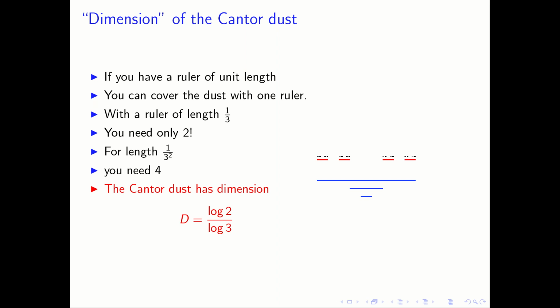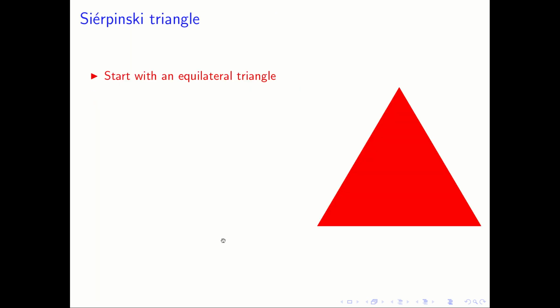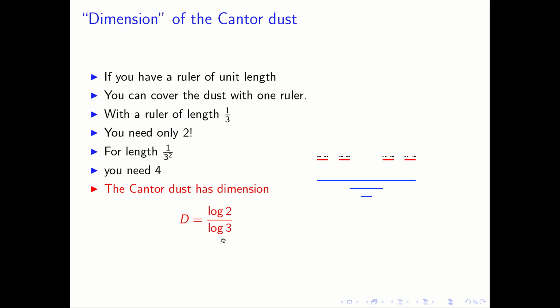So going by the same definition of dimension that we talked about, 2 is to the power d here, because every time you cut down your ruler length by 3, the number of rulers needed grows by a factor of 2, and you end up with d, the dimension, being log 2 by log 3. Here, of course, this log 2 by log 3 is a number which is less than 1. So here you have an example of a fractal again. The Cantor dust is a bunch of points. It has topological dimension 0, but a fractal dimension which is different from that.